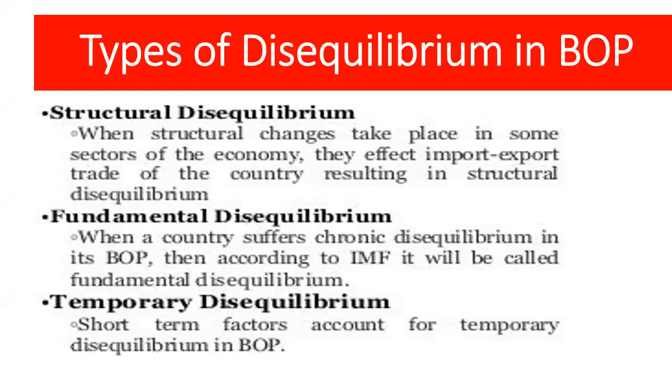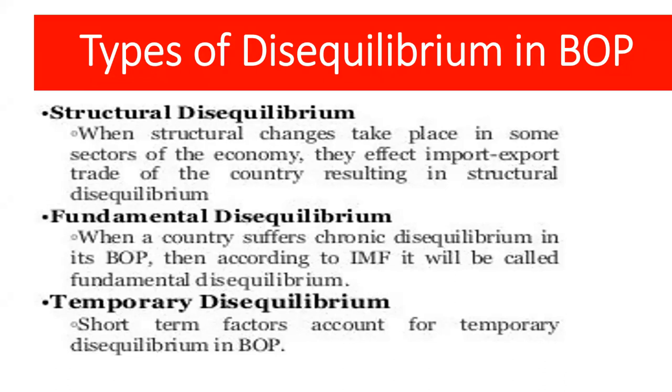Let's see the types of disequilibrium. There are a total of 5 types of disequilibrium in BOP. You just need to remember the keywords. Structural disequilibrium: when structural changes take place in some sectors of the economy that affect the import-export trade of the country, it results in structural disequilibrium.